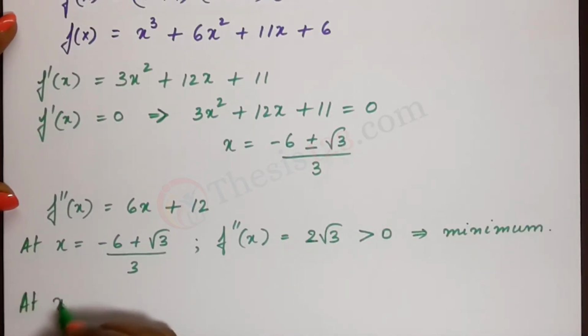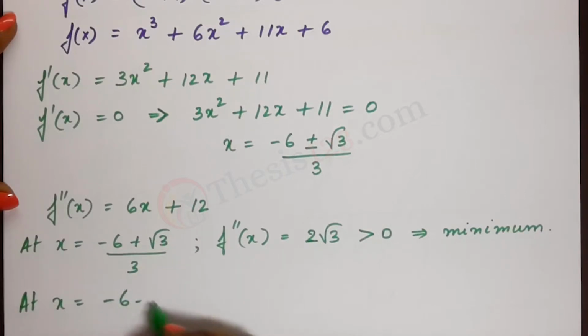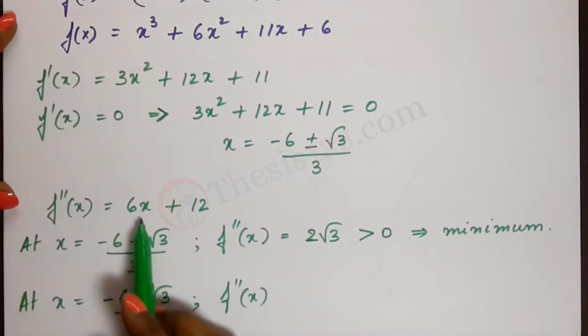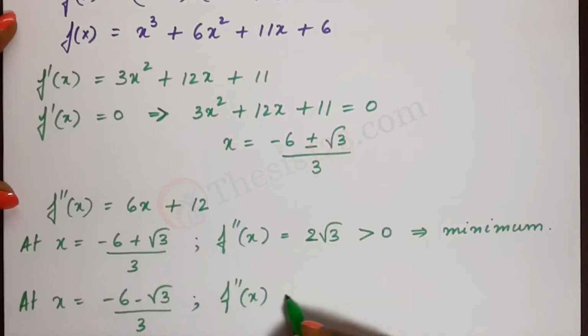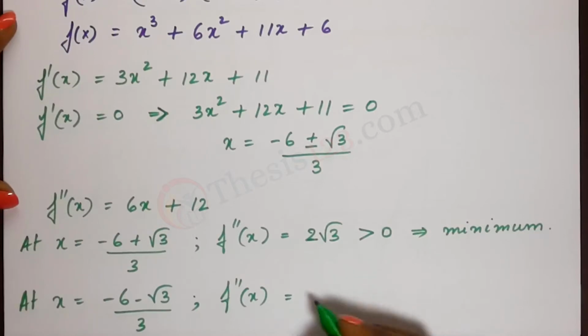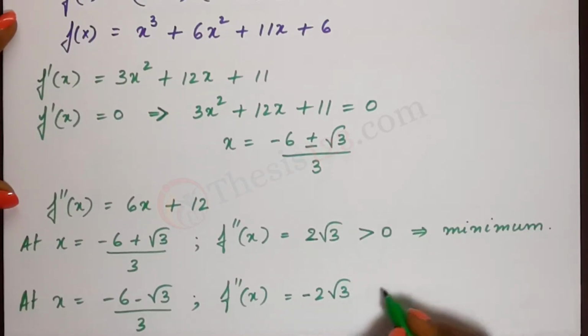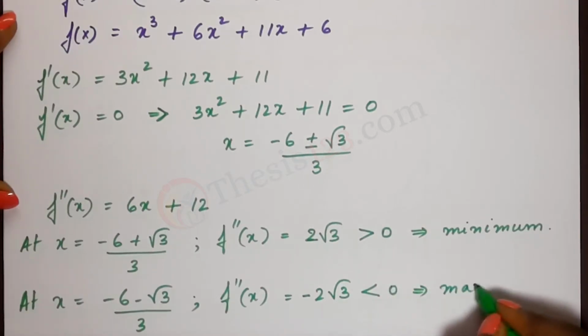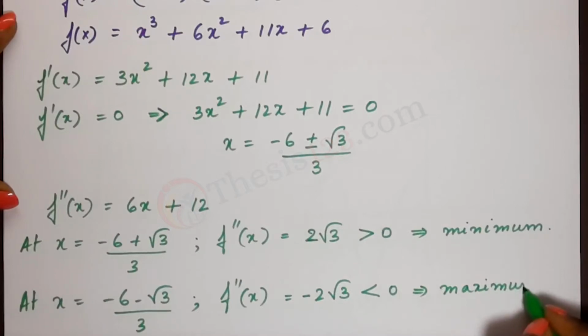Similarly, at the next point, x is equal to (-6 - √3)/3, we substitute it into the expression 6x + 12. f''(x) will result in -2√3. Now -2√3 is less than 0. So that implies that it is a maximum value.